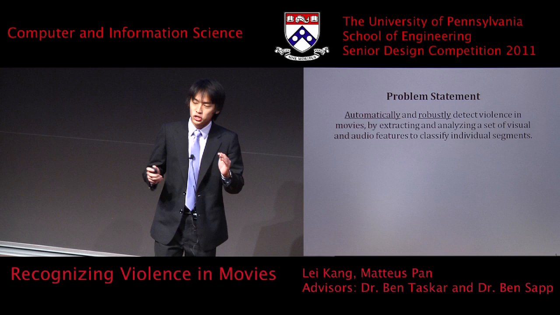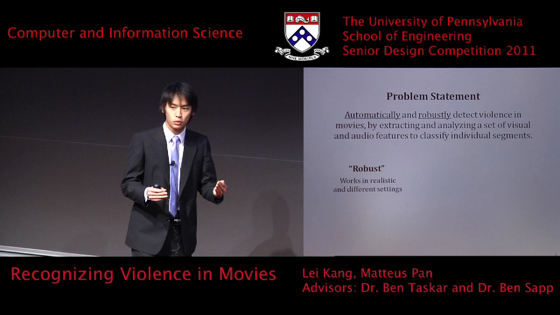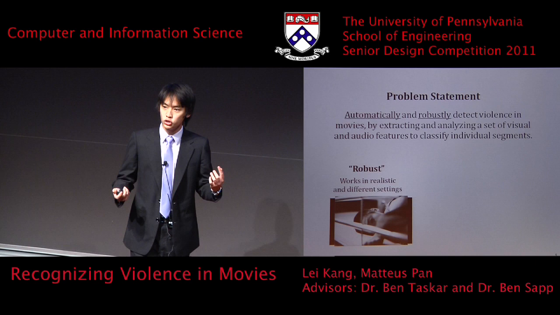Now, I just used two big words here. First word, I used the word robust. Now, what does that mean? Robust means the ability to work in a variety of different and realistic settings. Basically, that means many different kinds of portrayals of violence, many different characters, across many different kinds of scenes. It also means that it's able to work in difficult movie conditions, such as motion blur, or poor lighting conditions, or even occlusion, where the character is blocked by something else.